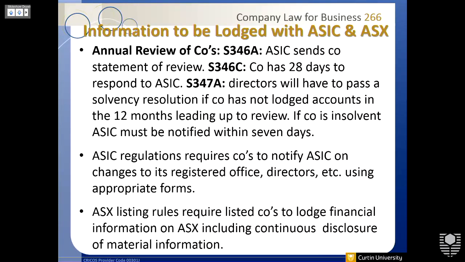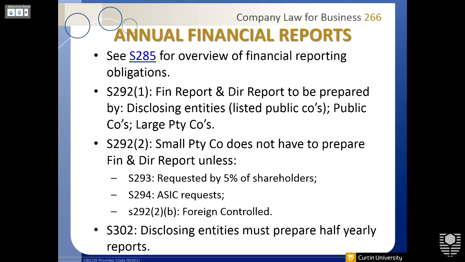ASX listing rules require listed companies to lodge financial information on ASX, including continuous disclosure of material information. So the directors of the company would be required to make continuous disclosure. If the company is going to make an investment somewhere which has an impact on the share price, for instance, this would require disclosure. So there are some disclosure requirements that a listed company or listed issuer needs to comply with. Next, we look at the annual financial reports. Let's look at Section 285.